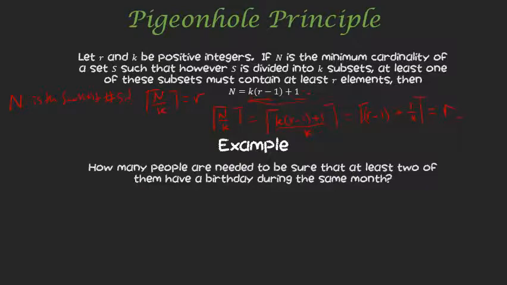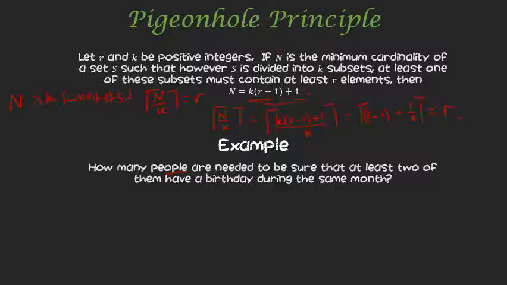How many people are needed to be sure that at least 2 of them have a birthday during the same month? All right, so I'd like to see this in terms of variables n, k, and r. Can I identify those things in this problem? Remember r is my number of a kind, how many I want of the same kind. So maybe it'll be helpful to figure out what the different kinds of people are here. I have some number of people. That's my big set S. It's a collection of people.